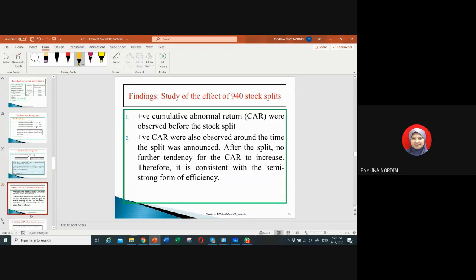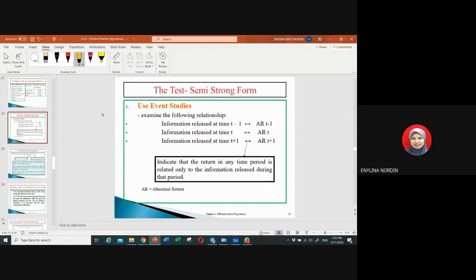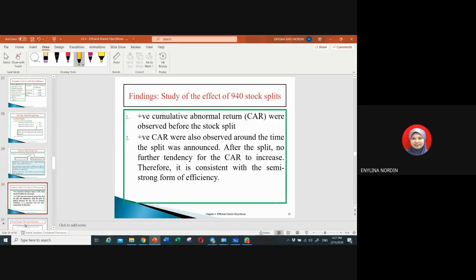There are two tests for the semi-strong form. The first test is the event study. We use the event study test, where we examine the stock price movement or reaction to new information. The findings show that security prices reflect the information from the announcement quickly.